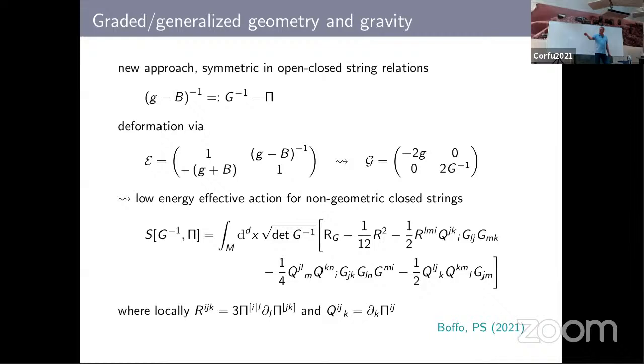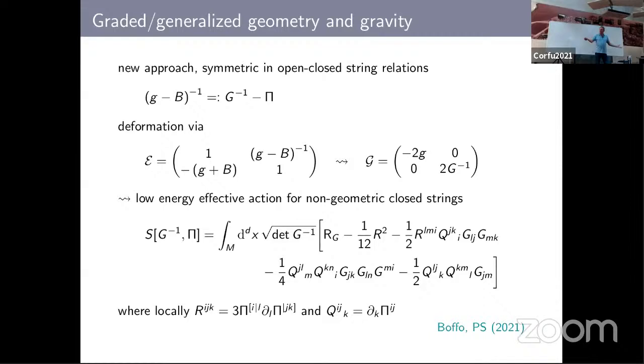You crank the machine, you put everything in, and that was mostly Eugenia Boffo's work, and you end up with the following proposal for a low energy effective action for non-geometric closed strings, featuring the usual Ricci scalar, terms quadratic in the R fluxes, terms containing the R flux and the Q fluxes and the open string metric, and quadratic in the Qs, and again quadratic in the Qs. The R flux and the Q fluxes can be locally computed in terms of a bivector by these two formulas. So it's a proposal. There are many other proposals out in the literature by people who are present and some more people.